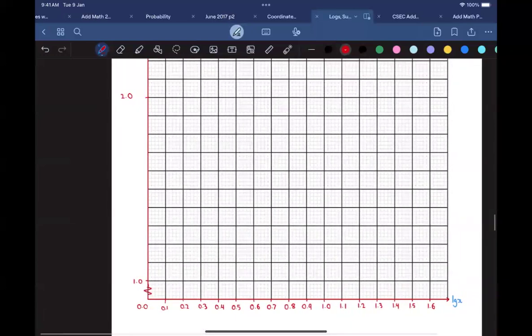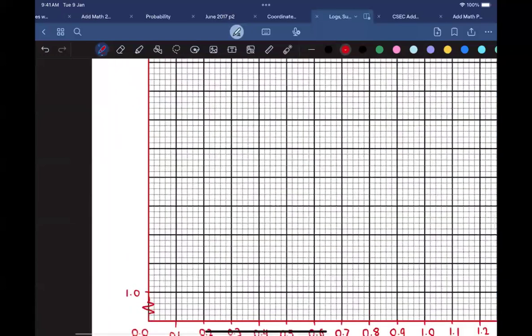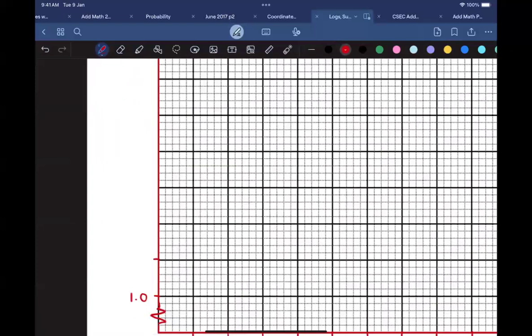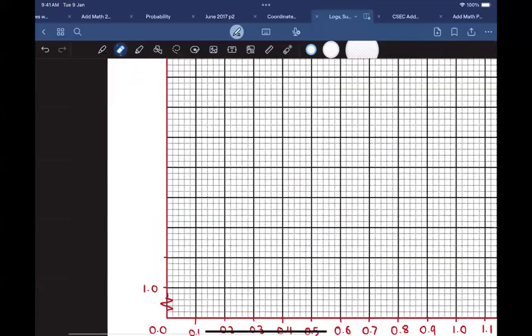So Nicholas, if I say every 10 blocks is 1, how much will one of these small blocks be? It says 0.1. Wait, hold on. It'll be 0.2. Take your time, let me show you how to do that.